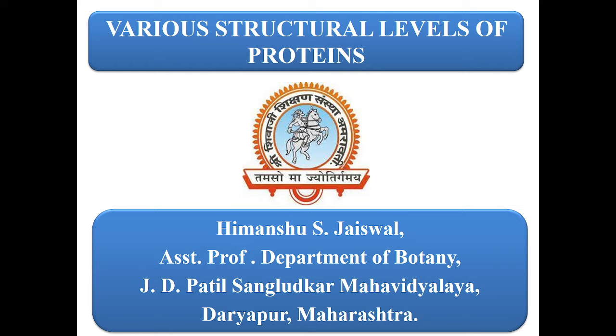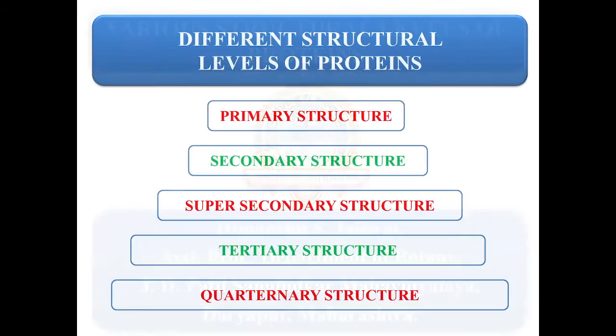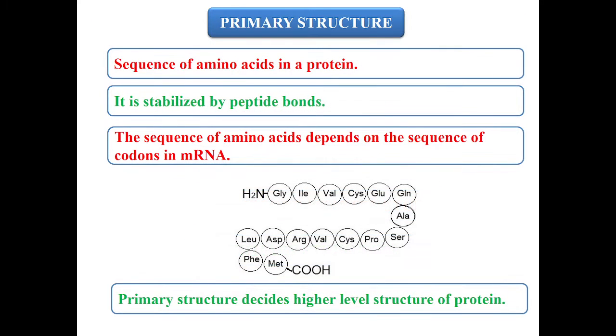Patil Sanglodkar Mahavidyalaya, Daryapur. Friends, there are different structural levels of proteins such as primary structure, secondary structure, super secondary structure, tertiary structure and quaternary structure. The primary structure of protein is just a sequence of amino acids which is mainly formed or stabilized by the peptide bonds. It ranges from the NH3 terminus to the COO terminus.